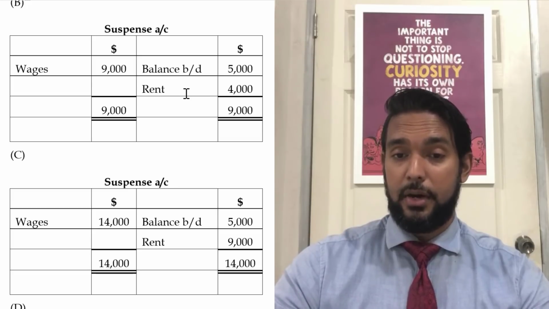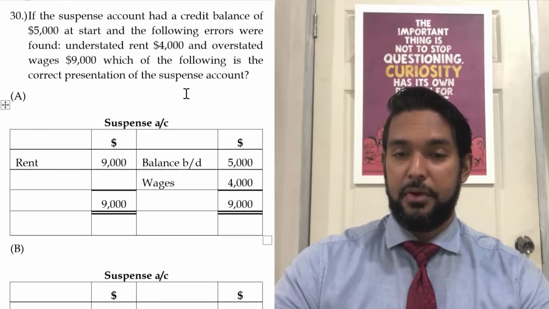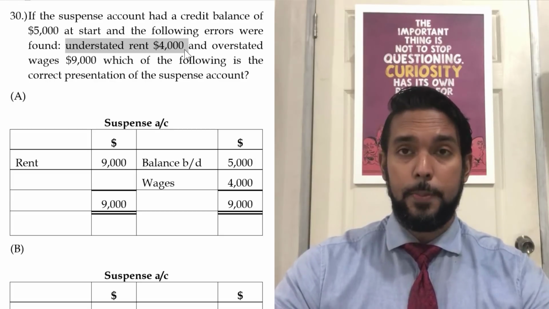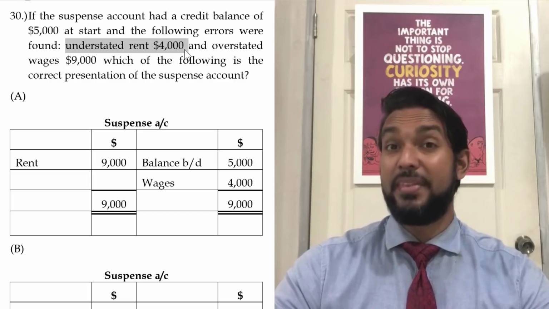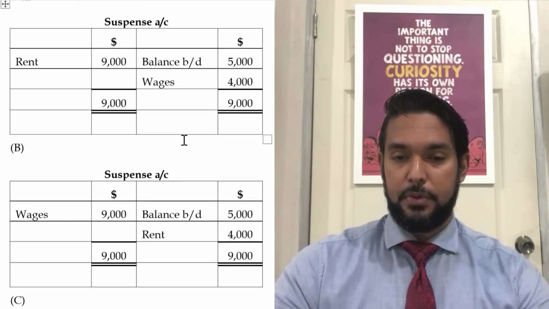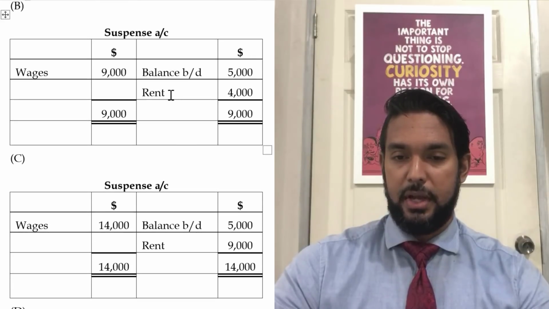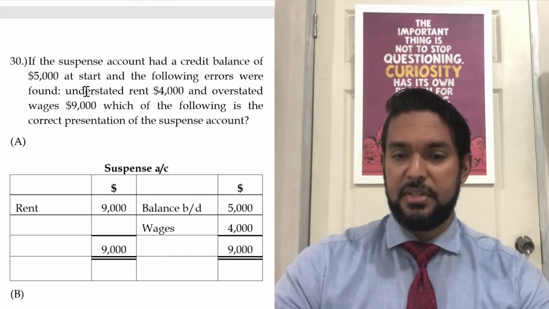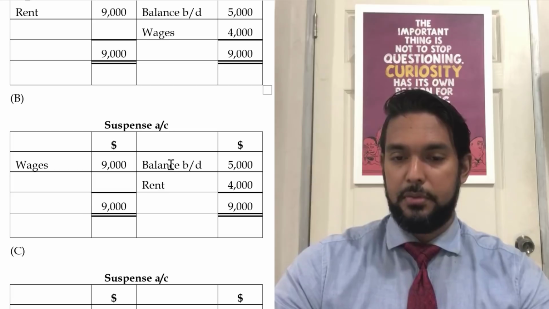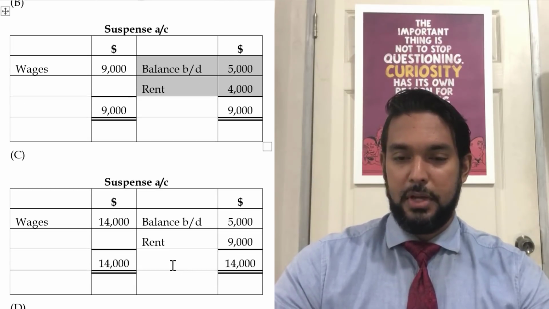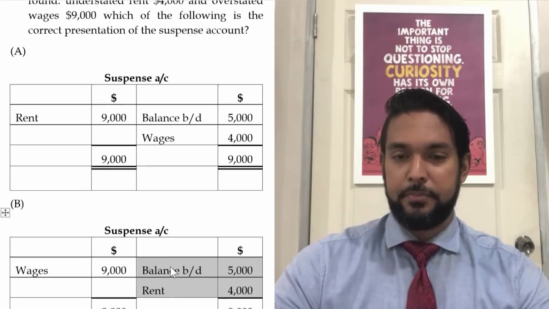So now we need to know, all right, how do we fix the errors there? What are the errors? Understated rent. So if rent is understated, it means it's too low, which means we have to increase it. To increase rent, we have to debit the rent account. And if we're debiting rent, we're going to have to credit suspense. So we're looking for rent on the credit side. So we're seeing rent here. How much was it? Rent was understated for 4. All right, so there's only one possible solution, because the other two have rent for 9, which is not correct.